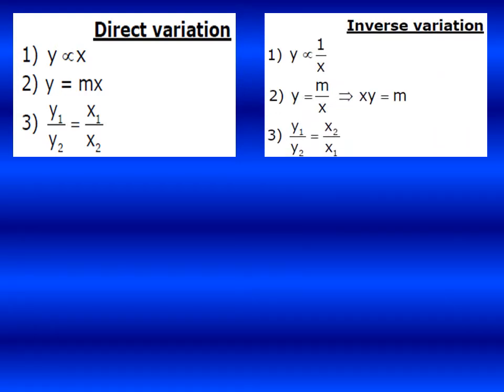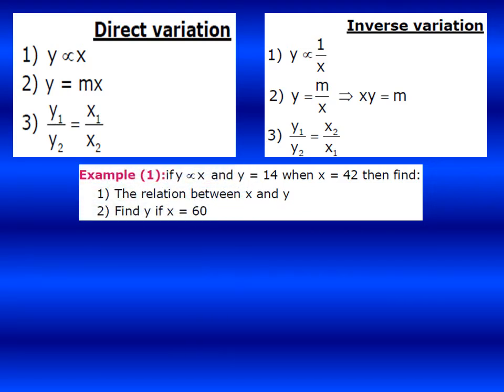Inverse variation. Number 1, y varies inversely with x. 2, y equals m over x, or x times y equals m, the constant of variation. 3, y1 over y2 equals x2 over x1.